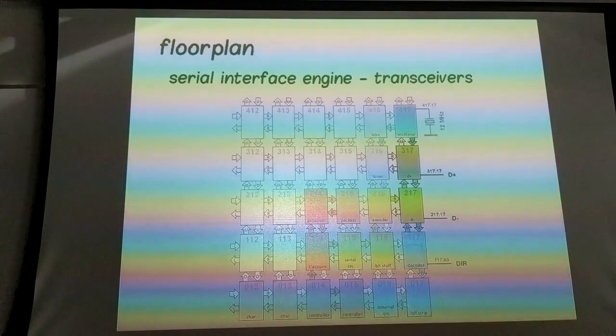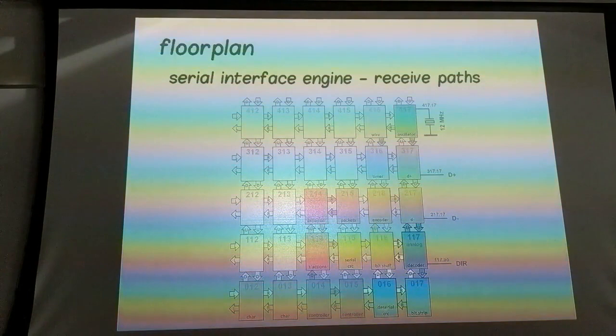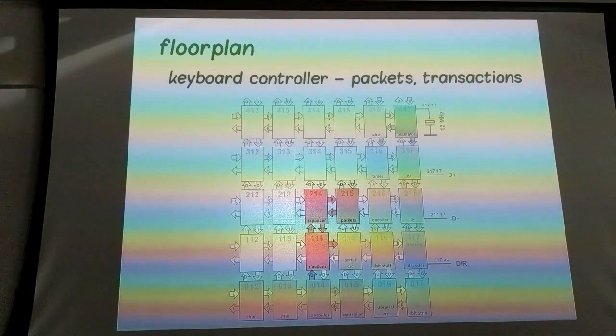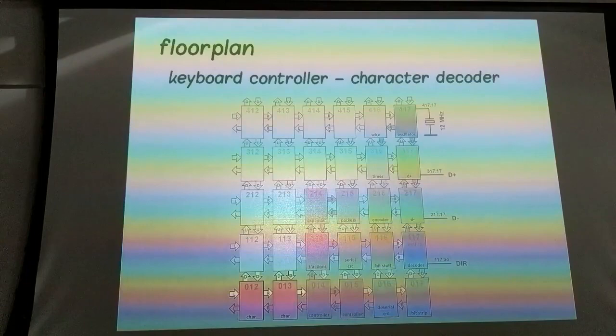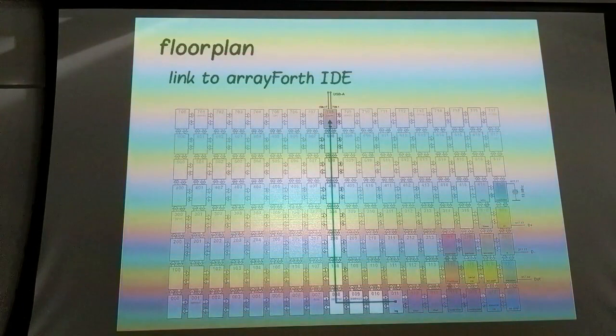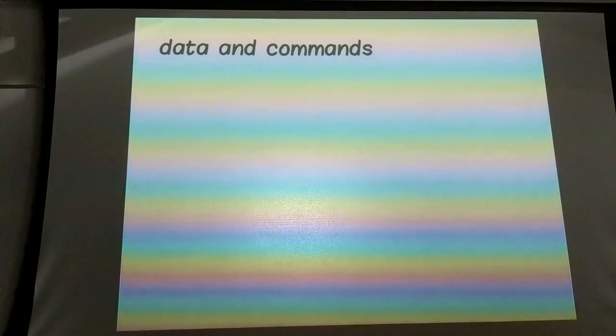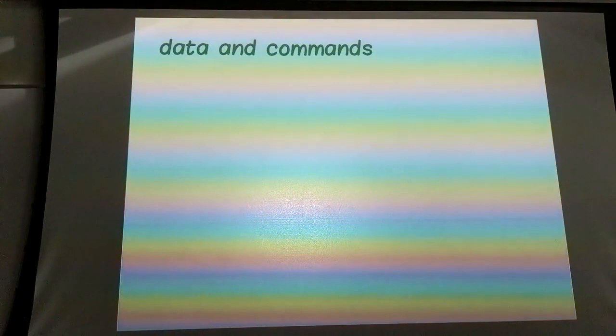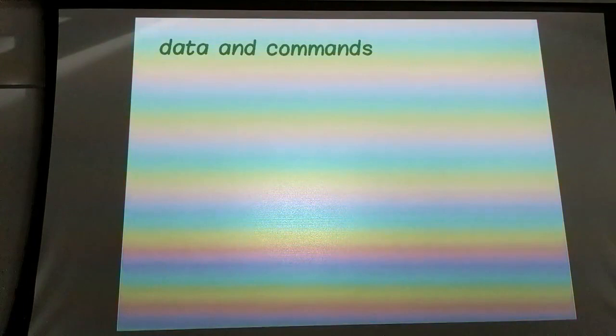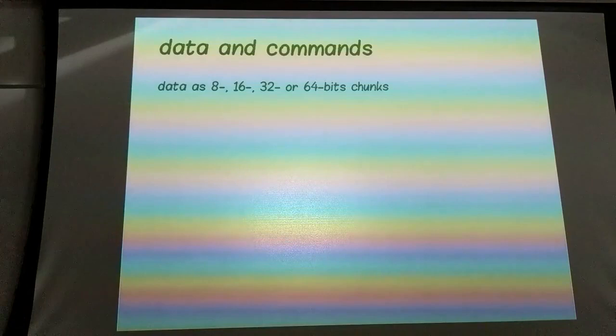First, let's see the floor plan. The USB host is implemented in 18 nodes of the host chip. The serial interface engine consists of 11 nodes and the keyboard controller is made up of 7 nodes. The serial interface engine consists of a clock module, two transceiver nodes, a transmit path, and a receive path. The keyboard controller consists of a module with description of packets and transactions, the controller itself, and a character decoder. For the purpose of the demo application, we also have a link that allows communication between the USB host and ArrayForth IDE.